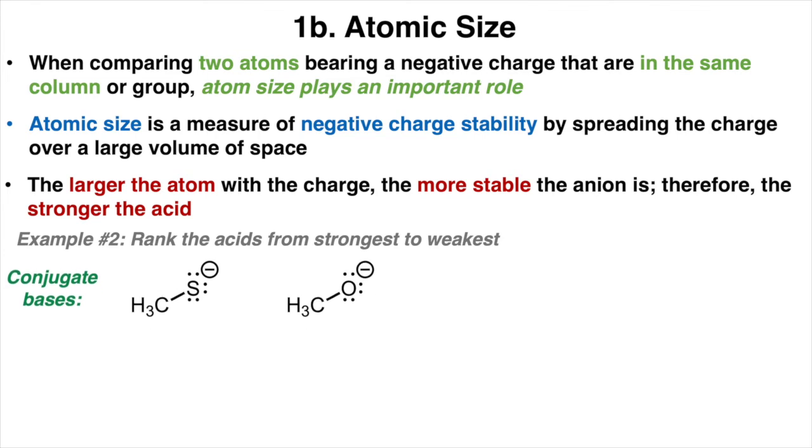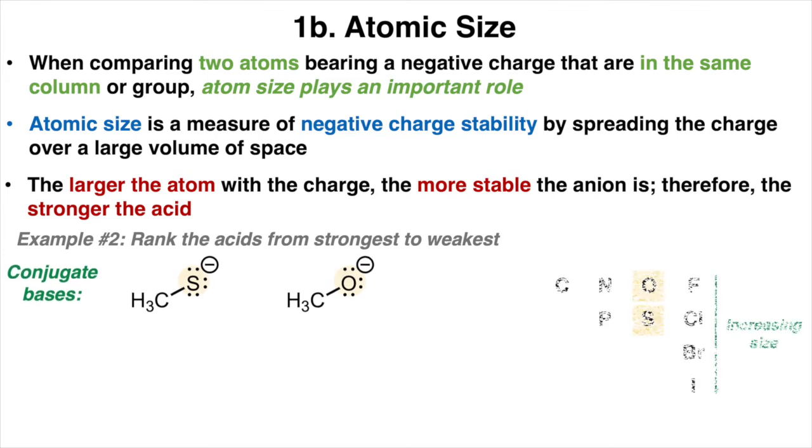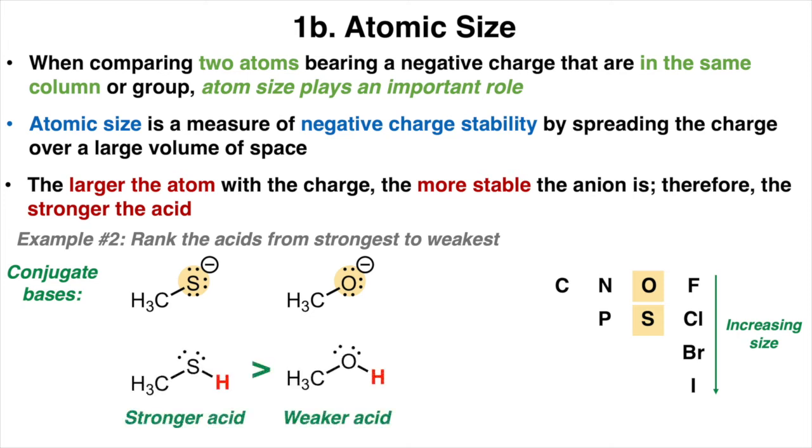Now we can compare each of the atoms with the negative charges. If we highlight each of these atoms and look at their positions on the periodic table, we see that both oxygen and sulfur are in the same column, which means we have to compare them by their atomic size. Sulfur has a larger atomic radius than oxygen based off of the trend that going down a column increases atomic radius. That means the conjugate base with sulfur is a more stable anion, meaning its corresponding acid is stronger. Since the conjugate base with oxygen is a less stable anion, its corresponding acid is weaker.